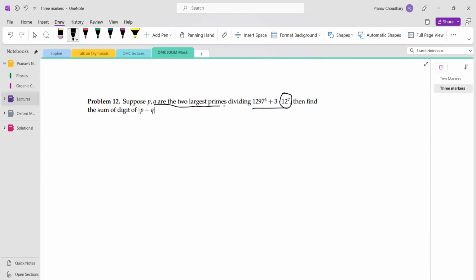And since you have to find the two largest primes, it just means that you have to find the whole prime factorization. I don't think there's a nice way to find the largest prime dividing directly. So what is the one basic thing? This is given to you in terms of 1297 to the power 4. So let's write this in terms of prime factors. This would be 2 to the power 14 times 3 to the power 8.